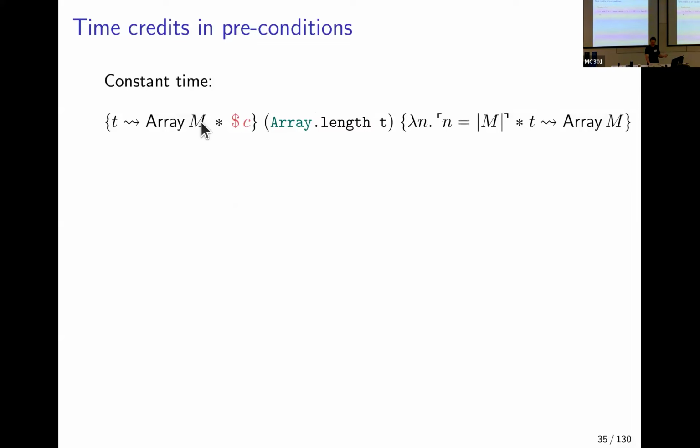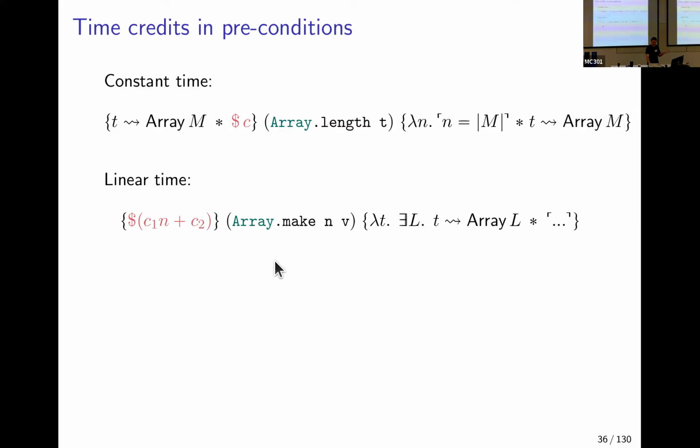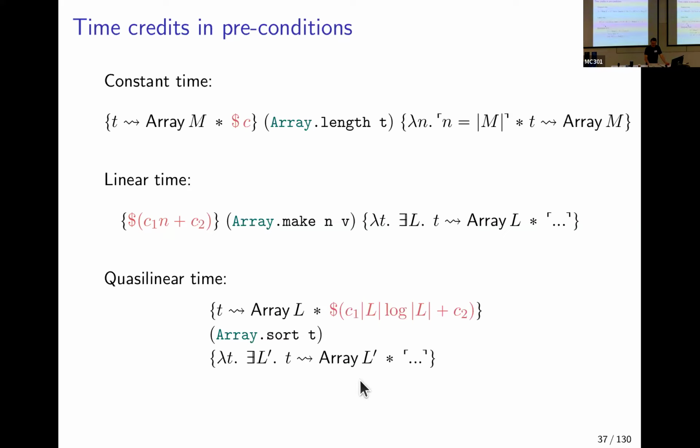So how does that work? You have them in the precondition. If you do some function calls, say array.length, it consumes a constant amount of dollars of time credits. If you want to say that array.make is a linear function, you would say that it consumes an affine number of credits. You can do some more complicated things in the precondition, of course.